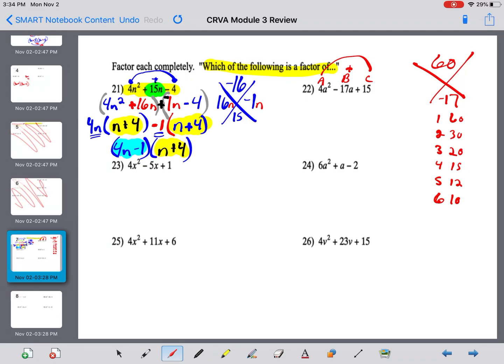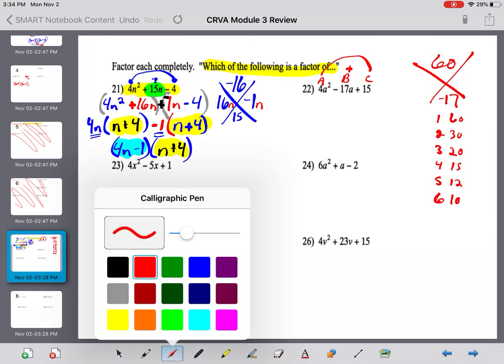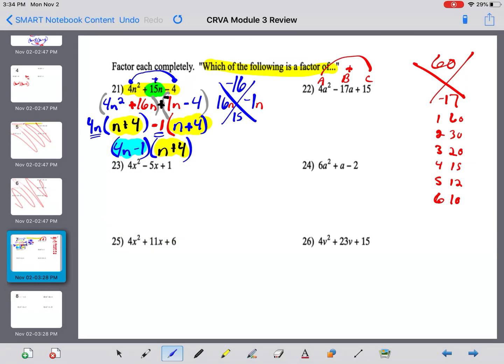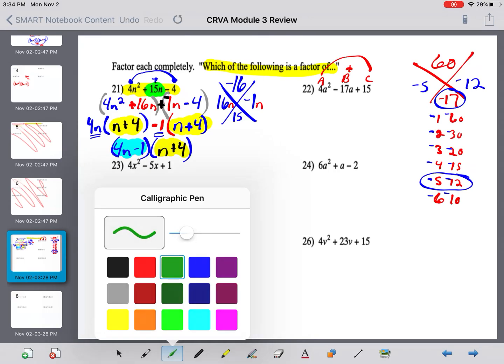Now, I have this list, but if I'm trying to multiply to a positive 60, I could also use a negative, or 2 negatives for each of these pairs, right? Because 1 times 60 is 60, and so is -1 times -60, and -2 times -30, etc., etc. And I need to do this because, folks, while I'm multiplying to a positive, I'm adding to a negative 17. So this is the pair right here, negative 5 and negative 12, that satisfies both requirements.